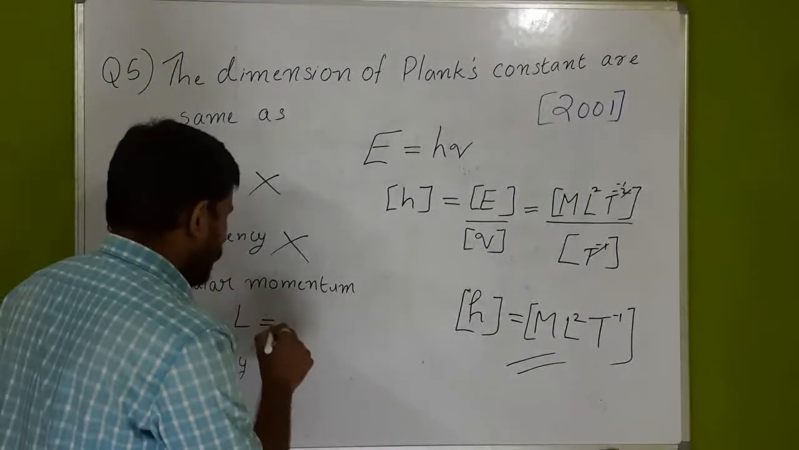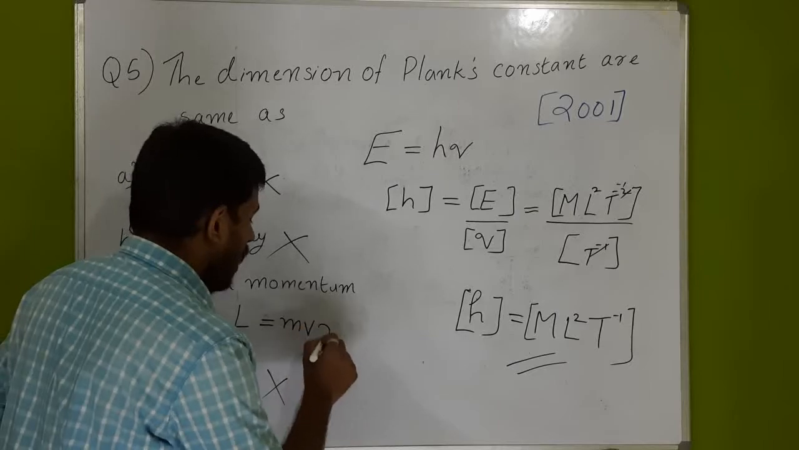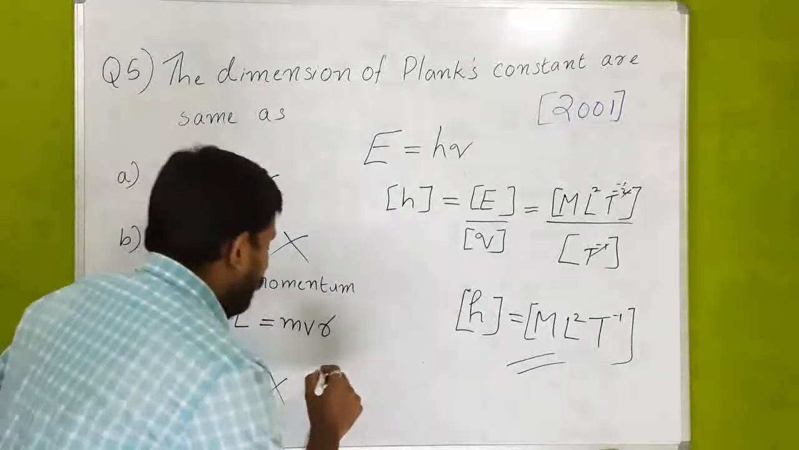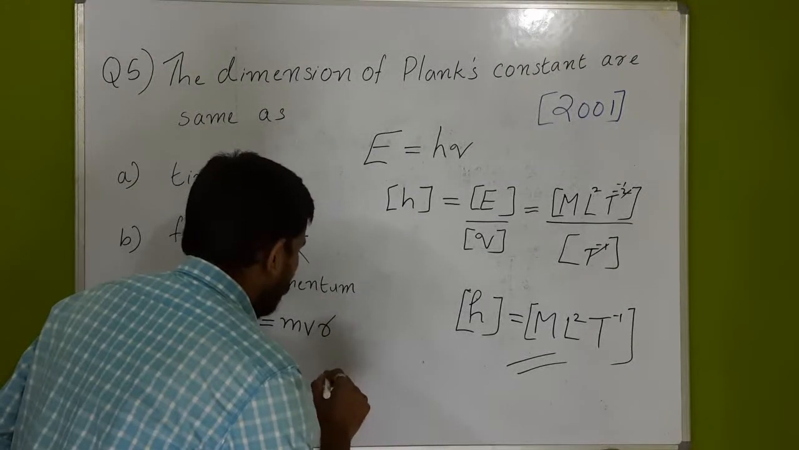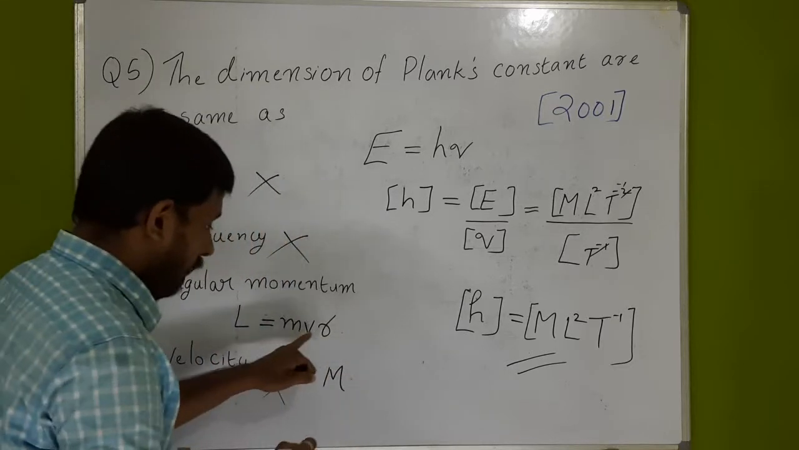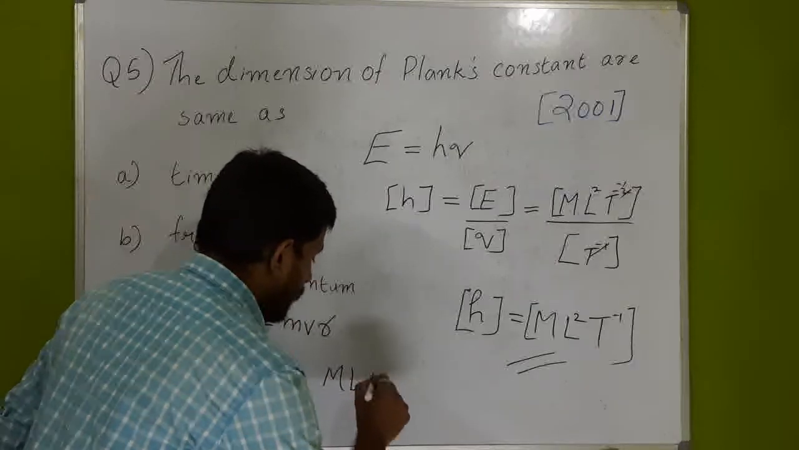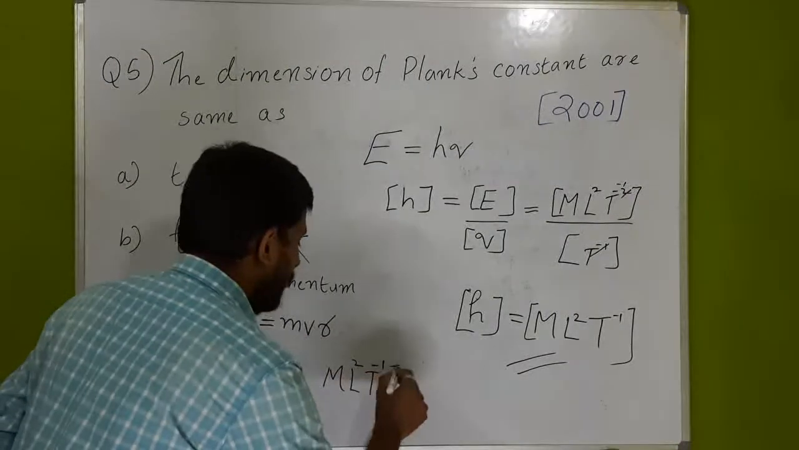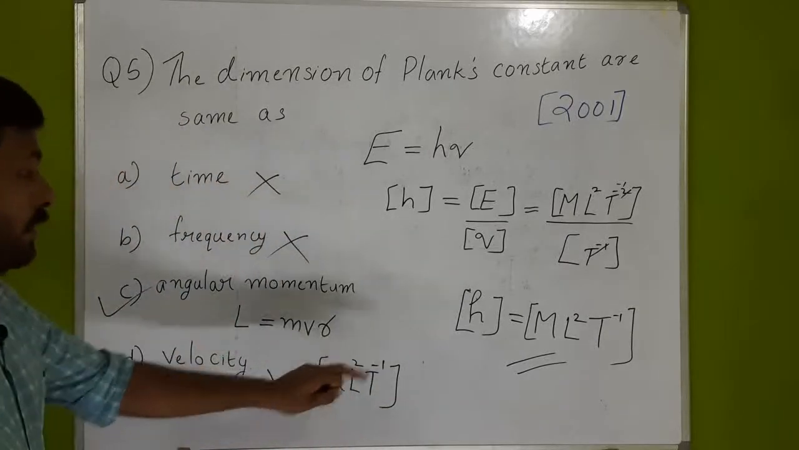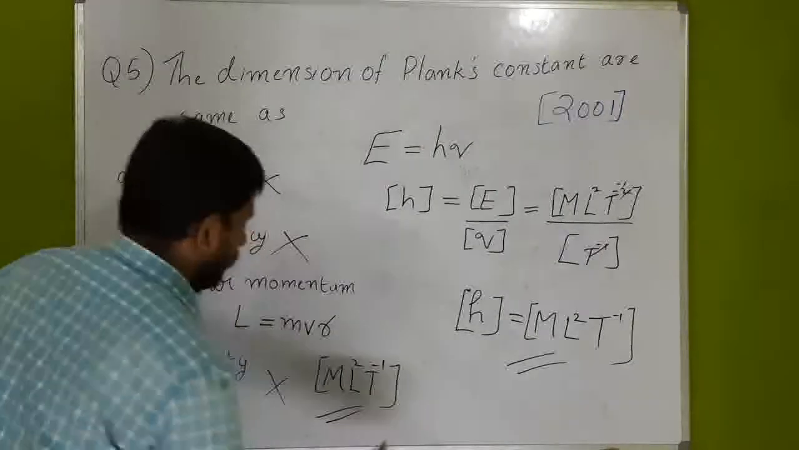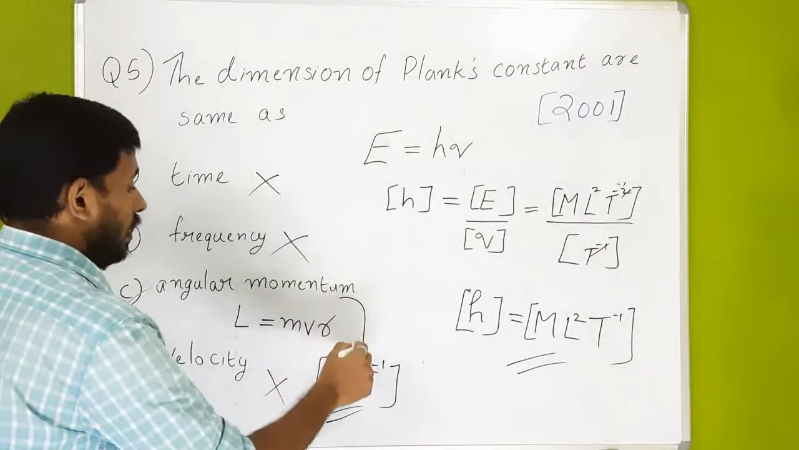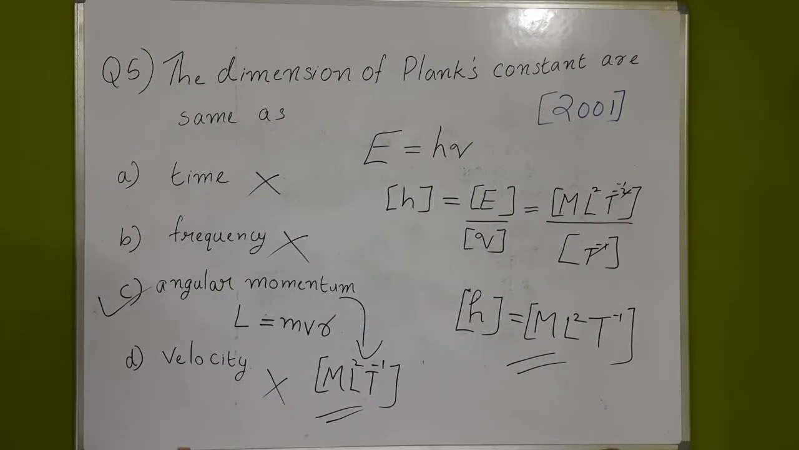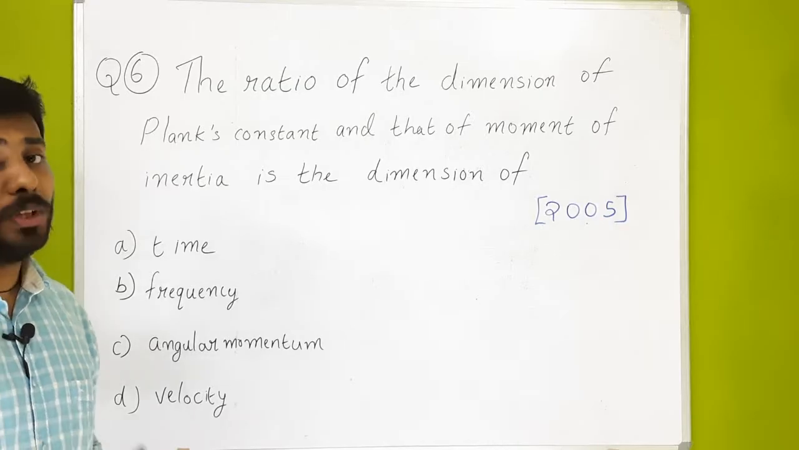Angular momentum L is equal to m v r. This is mass, this is velocity, and r is the distance. Therefore, the dimension of angular momentum is equal to mass, velocity is L T raised to minus 1, then again distance r, it is m L square T raised to minus 1. This is the dimension of angular momentum. So both are equal. Let's move to the next question.